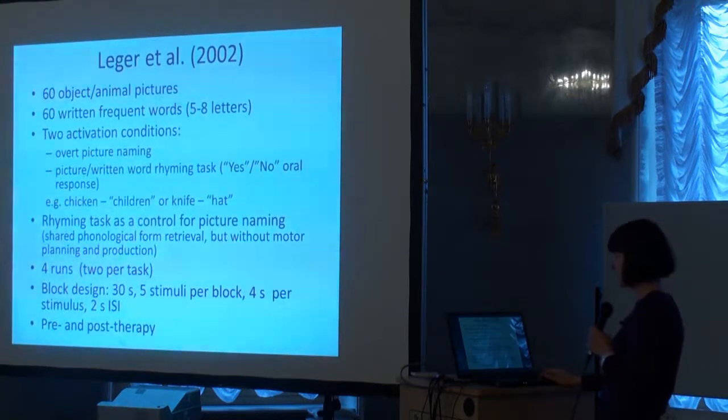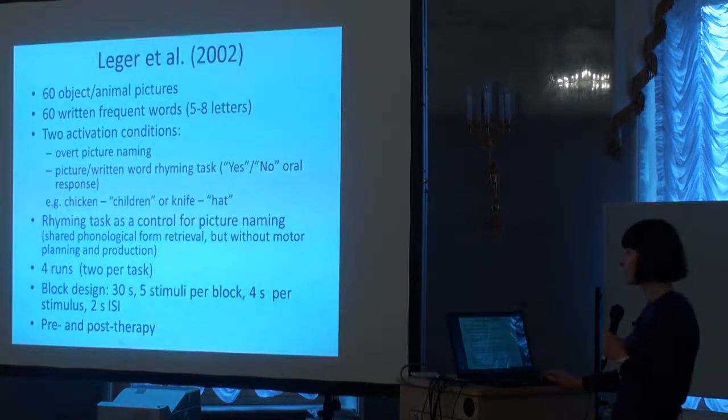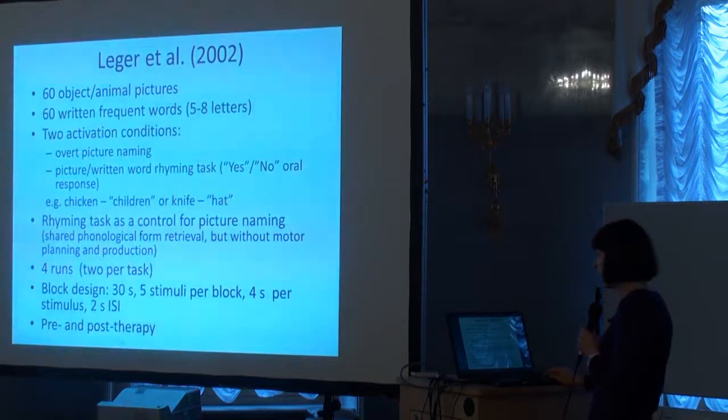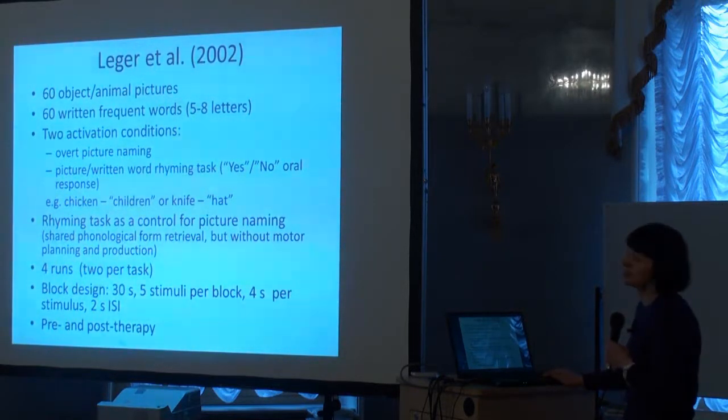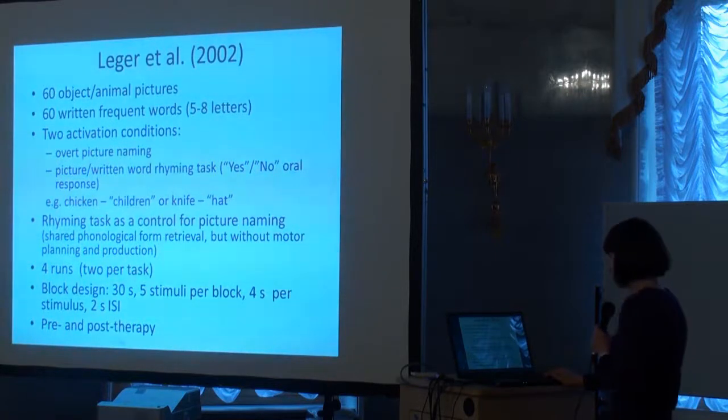The participants had to produce an oral response, yes or no. For example, for the picture of a chicken, they had to say if it rhymes with children, and for the picture of a knife with hat, which does not rhyme. The rhyming task was chosen as a control for picture naming because, although it is not ideal, I should tell you, it's still nice. It's better than presenting a cross. Definitely.